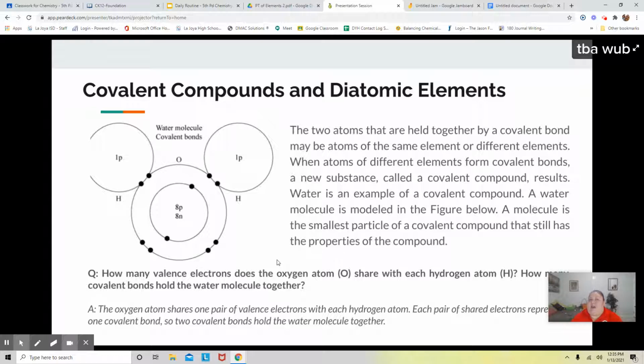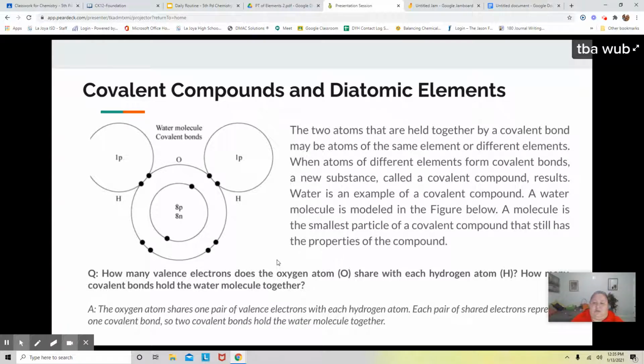So, if I got hydrogen bonded to hydrogen, the bond is covalent, but that is not a covalent compound. Why? Because they are the same element. You have to have two different elements, oxygen and hydrogen, nitrogen and chlorine, whatever the combination may be. You just can't have carbon and carbon and that's it. You cannot have oxygen and that's it and call it a covalent compound. They can form covalent bonds, but they are not considered a new substance, so it cannot be a covalent compound.